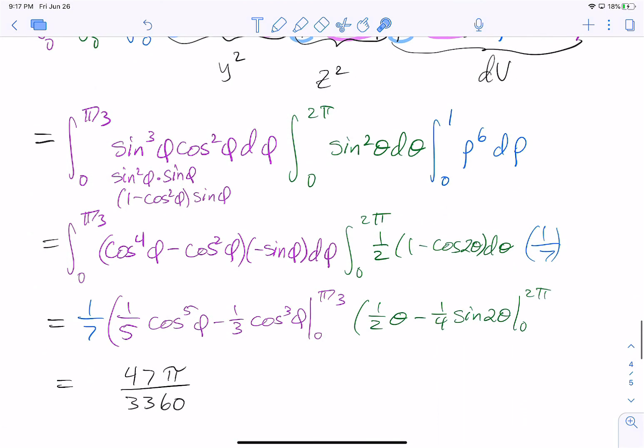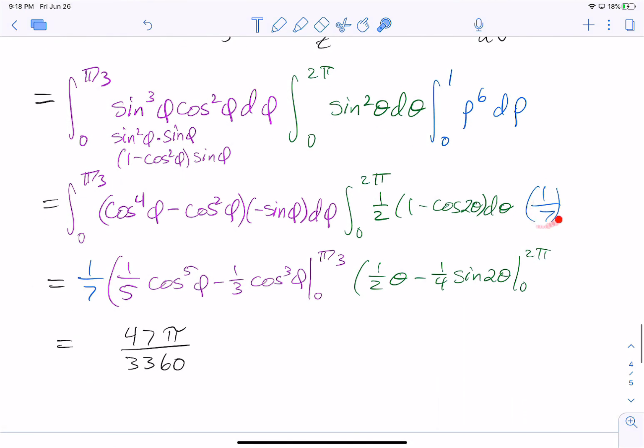The rest of it, folks, we have an odd power for a sine function, so I'm going to break off one sine and convert the sine squared of phi into 1 minus the cosine squared of phi. That makes my u the cosine of phi. My du is negative sine of phi, and so when I distribute the cosine squared, I rearrange the order of the terms. We now have the integral from 0 to pi over 3 of the quantity cosine to the 4th of phi minus cosine squared of phi times the negative sine of phi d phi. Next integral, from 0 to 2 pi, 1/2 of the quantity 1 minus the cosine of 2 theta d theta, applying the power reducing formula on the sine squared of theta.